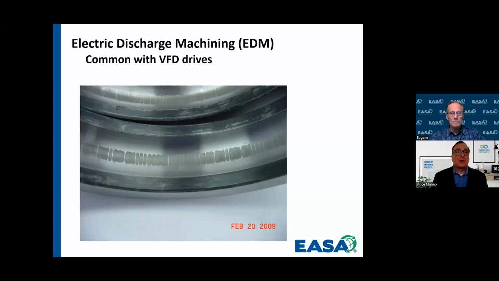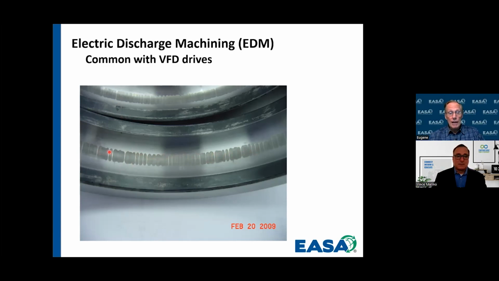Oh, I'm seeing it. Electric discharge machining, common with VFDs. And I'm looking at some etching, it looks like. Right. And if I can get my pointer going here. There we go. And these little lines, they're very easy to identify. It almost has a design to it, a pattern to it. And I can't explain why that happens, but it does.